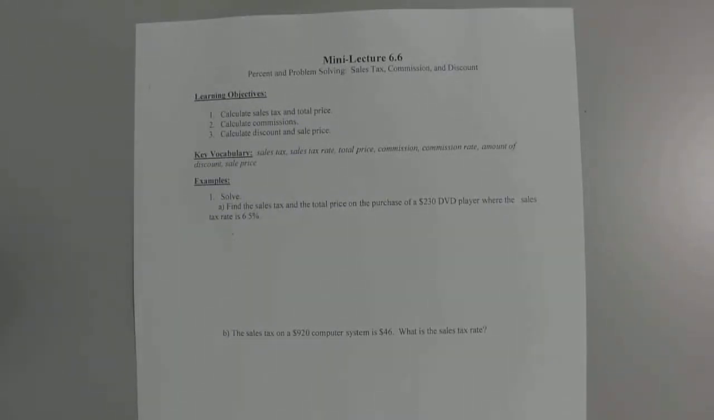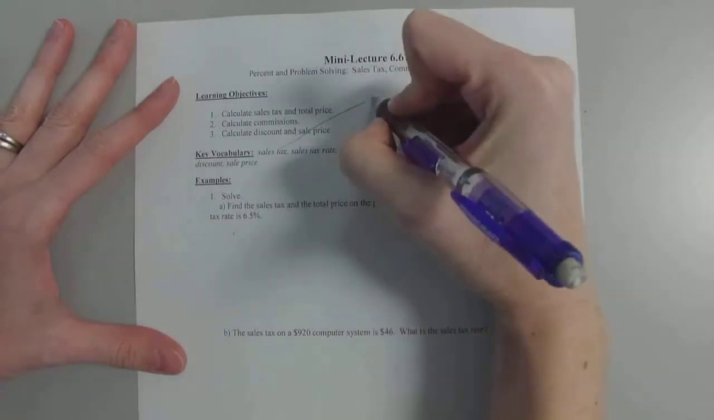Question 6.6 is going to be using our percent and our proportions to solve word problems. So, the sales tax, guys, will be the amount. That will be an A, okay? So I'm just going to label all of these. So that's our amount A.